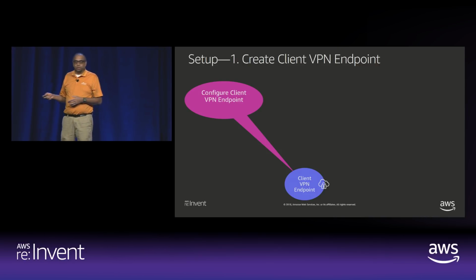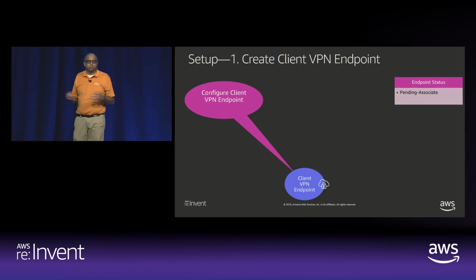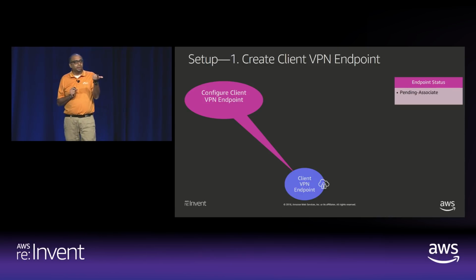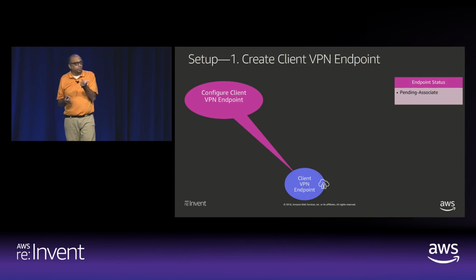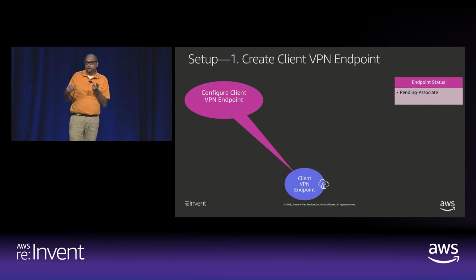Once you've configured all of this, your endpoint status gets into pending-associate, which basically means you're still not ready to accept connections. But a couple of things also happen once you've configured this. You're going to get an endpoint ID, and also you're going to get a DNS name. This is the DNS name that your users are going to use to connect to this endpoint. And also, you'll be able to download an OVPN file, an OpenVPN config file, and this is the file that you will upload to the devices, and this is what many of the OpenVPN clients use to connect.